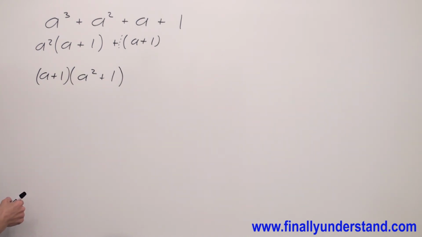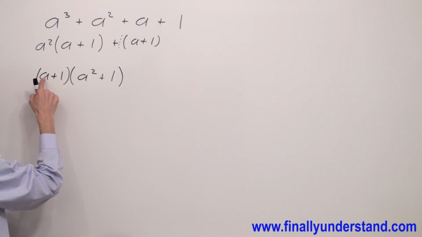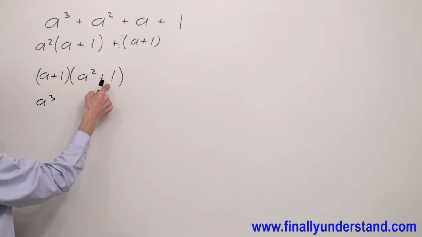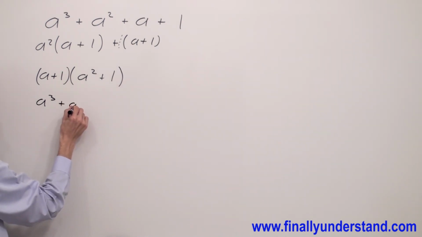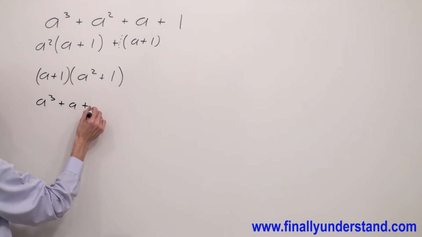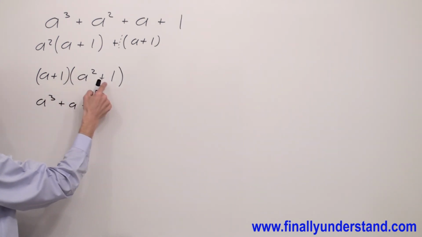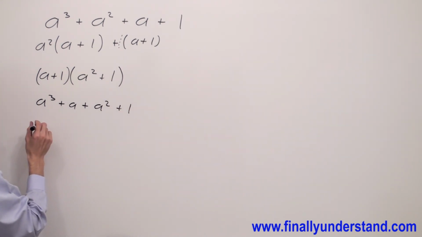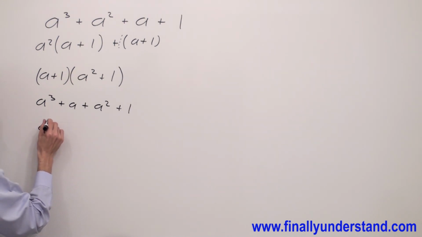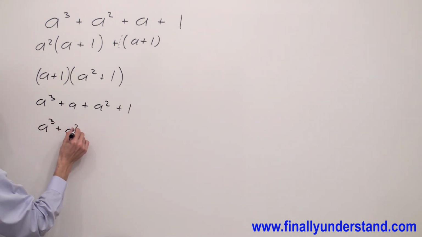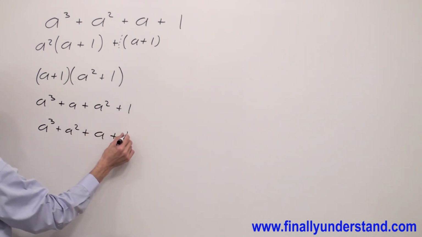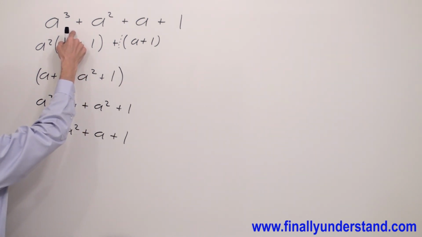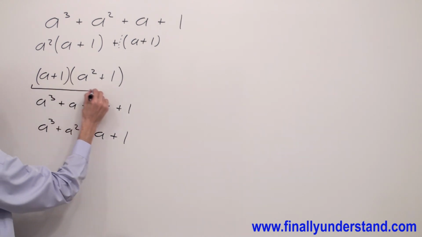If you want to verify the answer, you simply use the FOIL method and multiply a times a squared is a to the third, a times 1 is a, 1 times a squared is a squared, 1 times 1 is 1. If you are going to organize the exponents in descending order, you are going to have a to the third plus a to the second plus a plus 1. As you can see, we obtain exactly the same expression like we had at the beginning. So this is the correct answer to my problem.